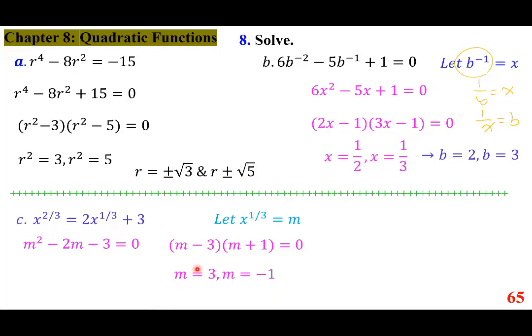Now, we are interested in finding x. So x to the power of 1/3 is m. So what is x? Let's raise this to the power of 3 becomes x. This becomes m cubed, meaning x is 3 cubed, 27, or -1 cubed, which is -1. And when you get here, you really have to go back and check your work. I'll leave it for you to check to make sure you have the correct answer.